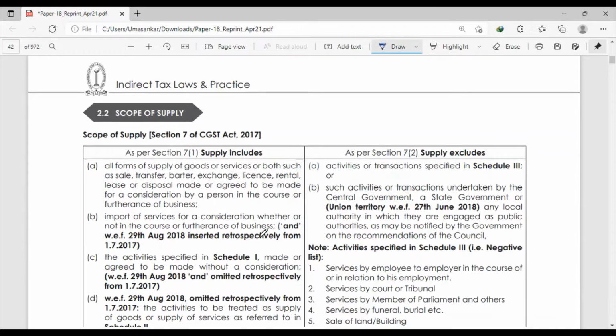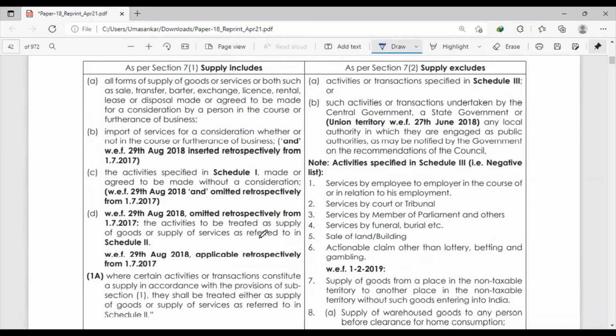What do you mean by supply? As per section 7, supply includes all forms of supply of goods and services or both. All forms of supply means sale, transfer, barter, exchange, license, rental, lease, disposal. So all these are forms of supply.